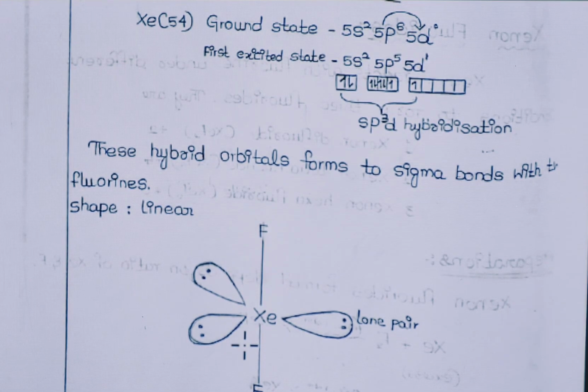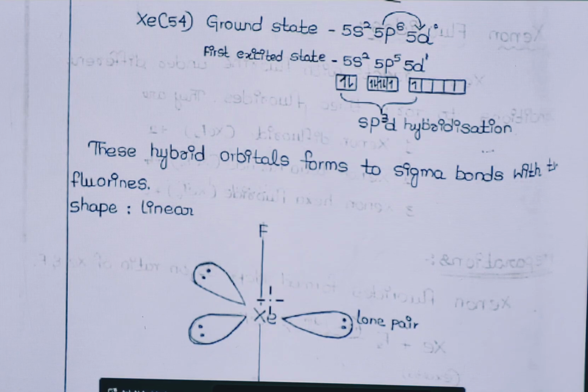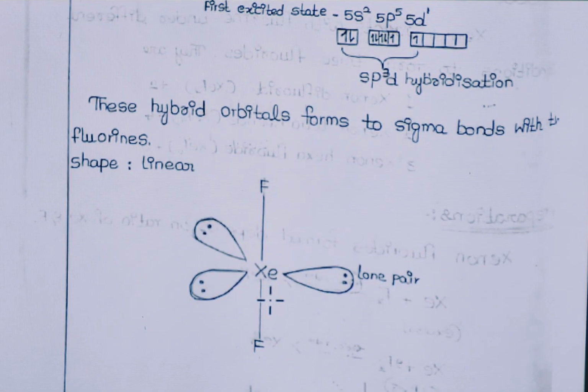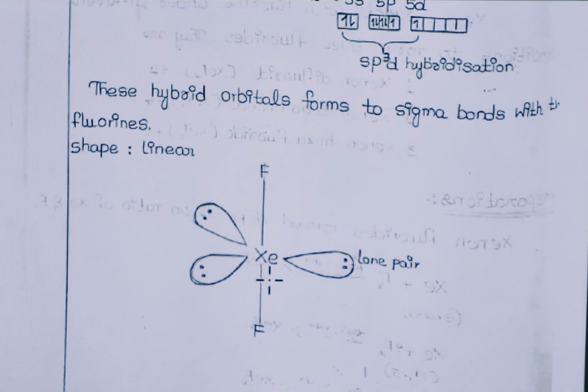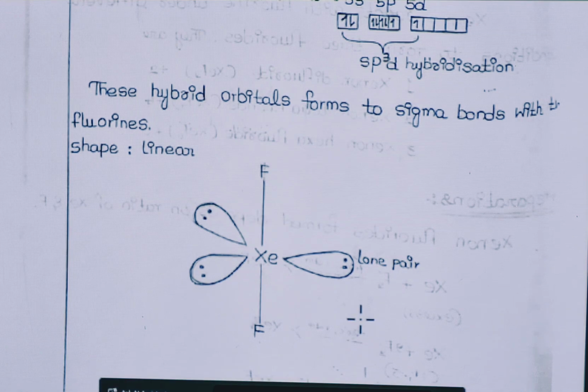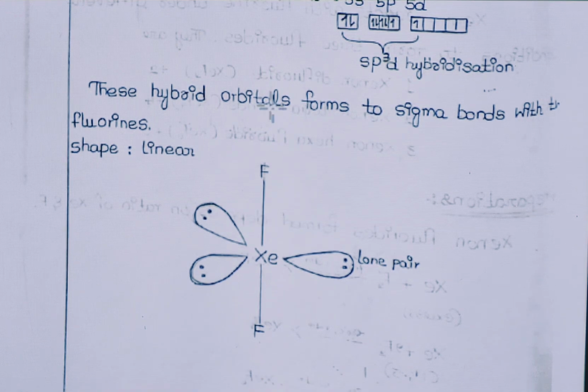With the use of two sp3d hybrid orbitals, xenon forms sigma bonds with fluorine atoms. Here you can see the 3 sp3d hybrid orbitals have paired electrons. These sp3d hybrid orbitals with paired electrons don't participate in bonding, so these electrons are called lone pairs. So the structure of xenon difluoride is linear and it has 3 lone pairs around it.